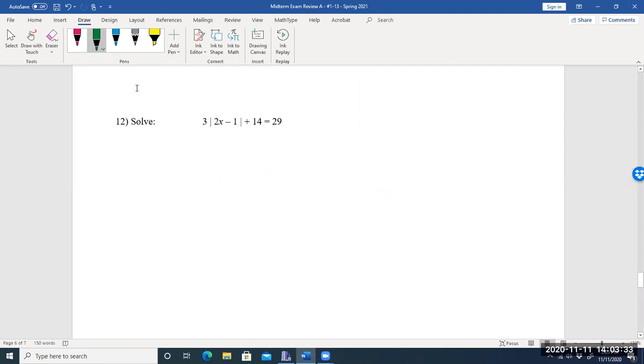Okay, number 12 is an absolute value equation. To solve, we want to isolate the bars. And to do that, sometimes I'll write like B for bars. So the equation is 3 times the bars plus 14 equals 29. And just like we would begin to solve this equation on the right by subtracting 14, that's how you begin this equation over here on the left.